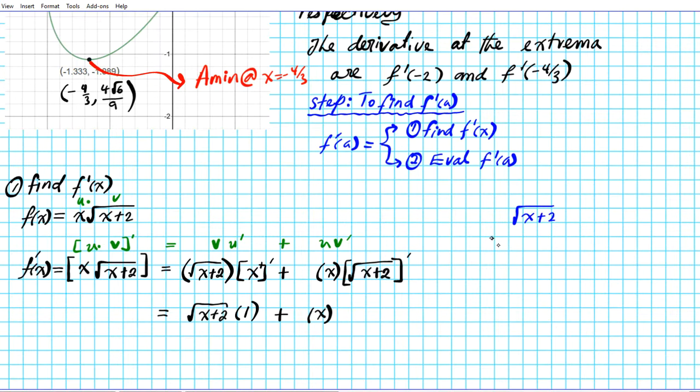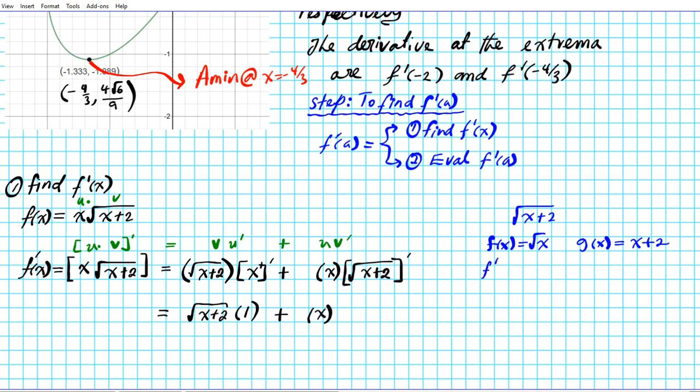Okay, the outer function, let's call that f of x. F of x is the radical function. And then the inner function is the linear binomial x plus 2. Alright, so we know the chain rule: derivative of the outer evaluated at the inner times the derivative of the inner.